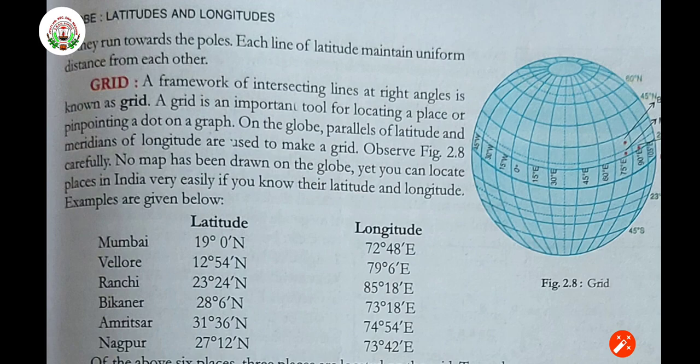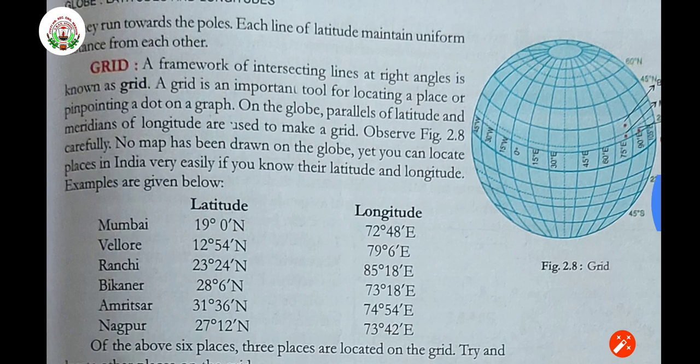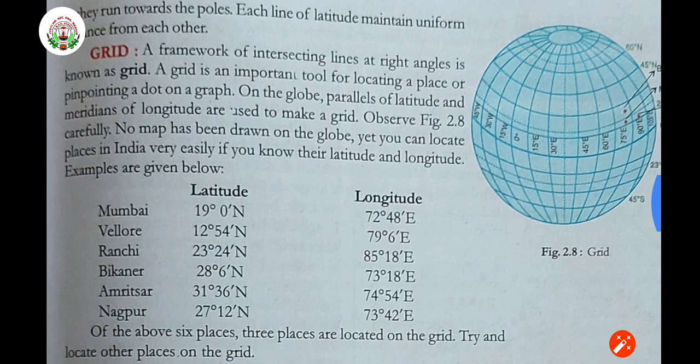Grid is an important tool for what? For locating a place or pinpointing a dot on a graph. For pointing the dot on a graph to locate places, it is very important. On the globe, parallels of latitude and meridians of longitude are used to make a grid. That is why they cross each other. Longitudes and latitudes together form the grid on the globe.